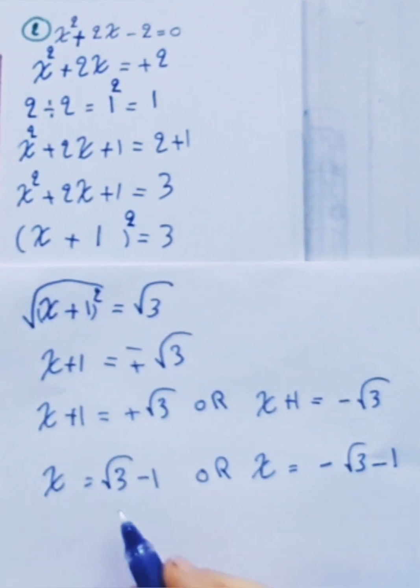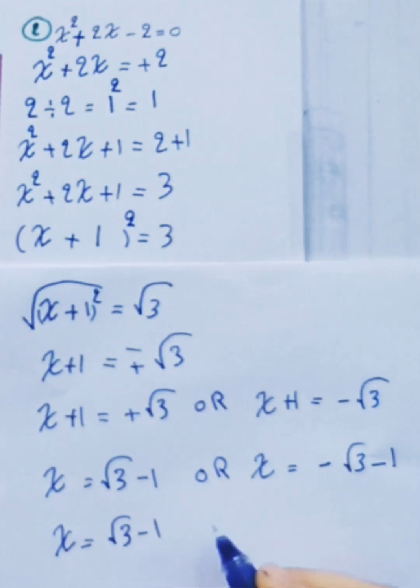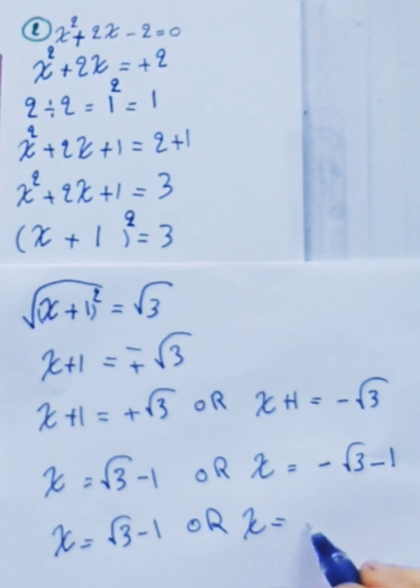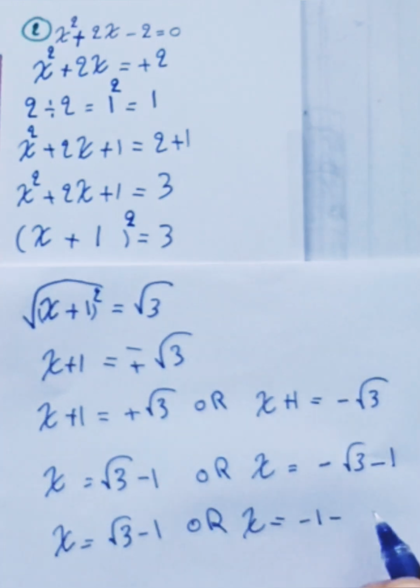So we can rewrite the value for x. We can write x is equal to root 3 minus 1, or x is equal to negative 1 minus root 3.